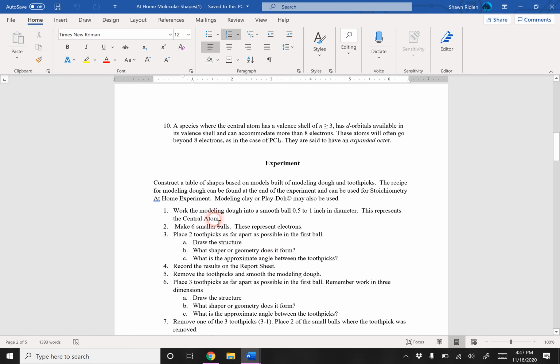For the first part, you're going to make a modeling dough or clay, and you're going to use that along with some toothpicks to visualize and build models of molecules. It says you can also substitute Play-Doh here, so modeling clay or Play-Doh, if you already have these on hand. They give you a recipe at the end to make this modeling dough.